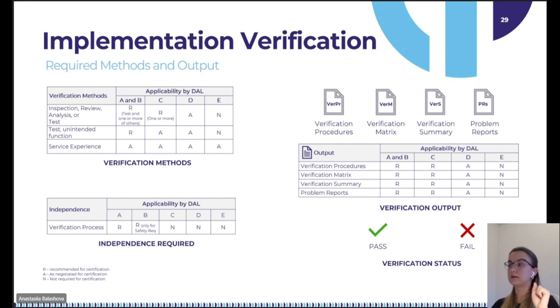The required methods of verification depend on the assigned design assurance level. In addition, for DAL A, all requirements should be verified by an independent person. For DAL B, only safety requirements should be verified by an independent person. The outputs of the verification process are verification procedures, metrics, summary, and problem reports. Again, B version of ARP4754 gives us more flexibility in required verification methods. Testing is the primary method. Supplementary methods may be employed in conjunction with testing or as an alternative, if necessary or applicable.